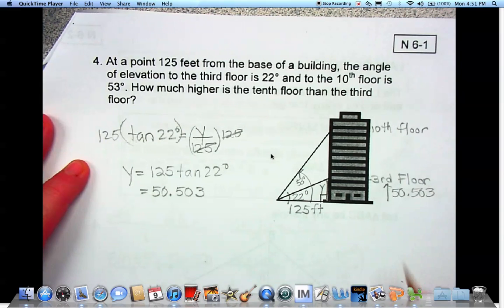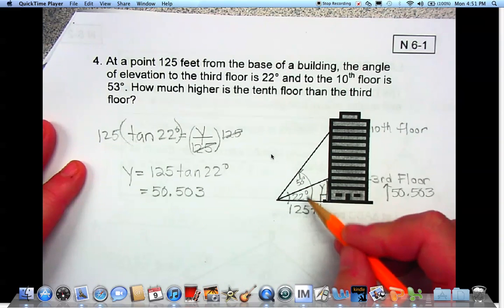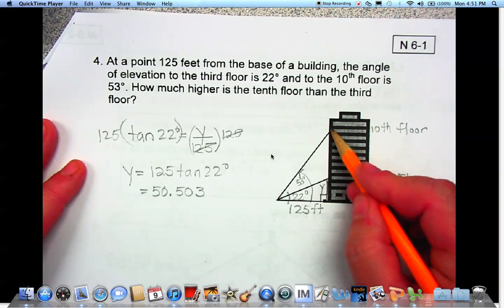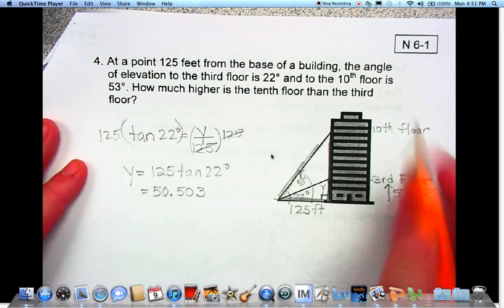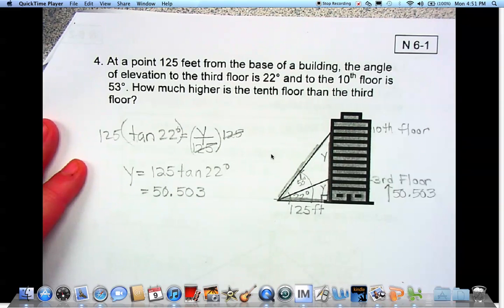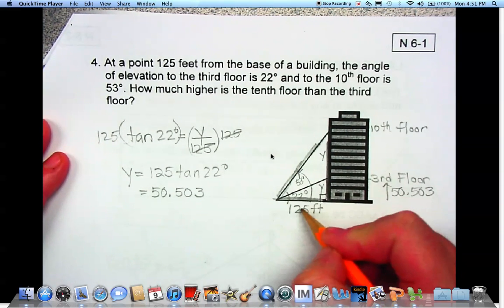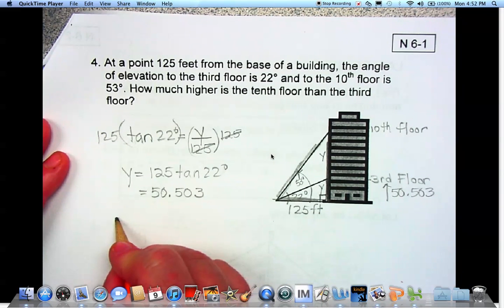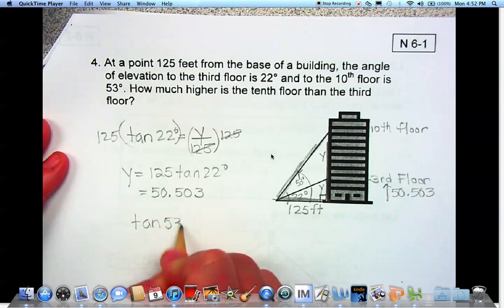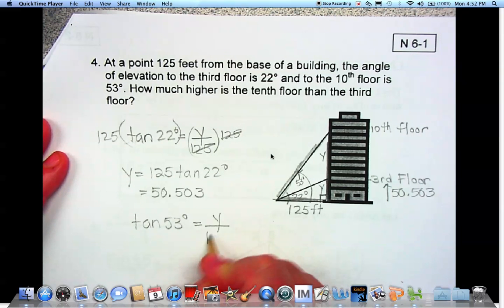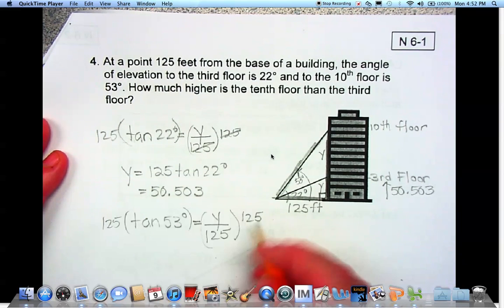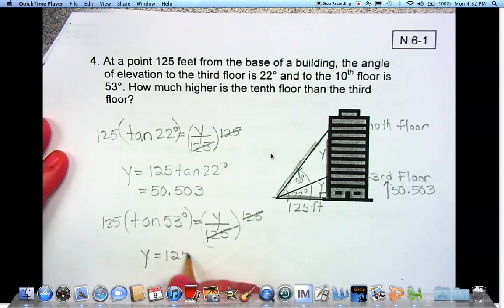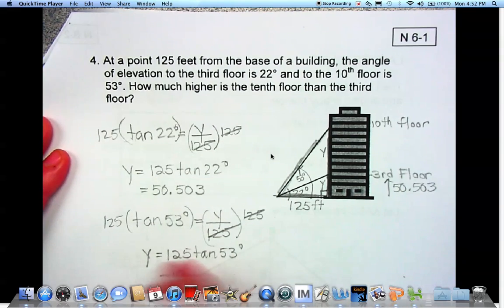Okay, now we're going to find the distance to the 10th floor. And we know the angle for the 10th floor is 53 degrees. So we're looking at this big triangle. Okay, so we'll call this whole distance right here Y. And we have the opposite over the adjacent, or the Y over the X, same thing. Except now we're going to have tangent of 53 degrees instead of 22 equals Y over 125. Multiply both sides by 125. So Y equals 125 tangent of 53 degrees.